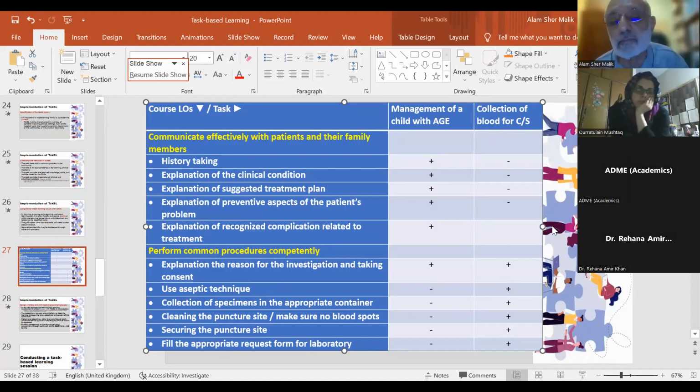So such grids would be really, really useful if we want to implement the task-based learning, right?